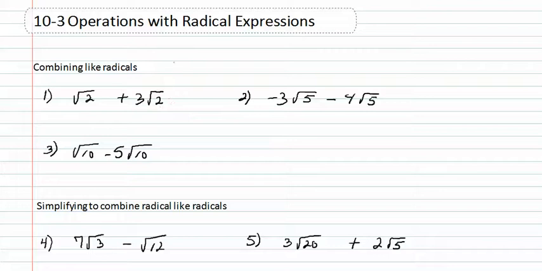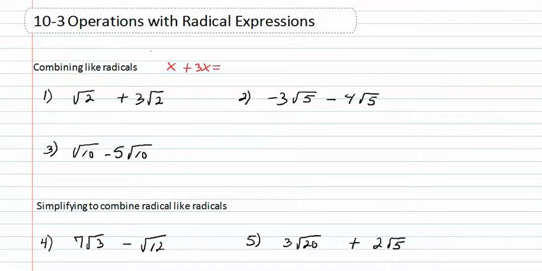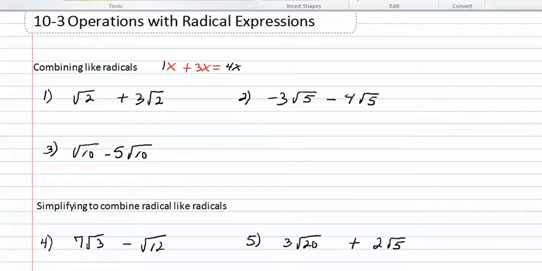Alright, if I were to do this problem, let's backtrack a little bit on something you already know. If I were to just have x plus 3x, and I asked you to combine like terms, how many x's would you have here? We have an invisible 1 in front of this x. So there's two terms, but there's 3 x's here and 1 x here. So there's 4 x's. Okay, so we're going to think of our radicals as kind of like x's.